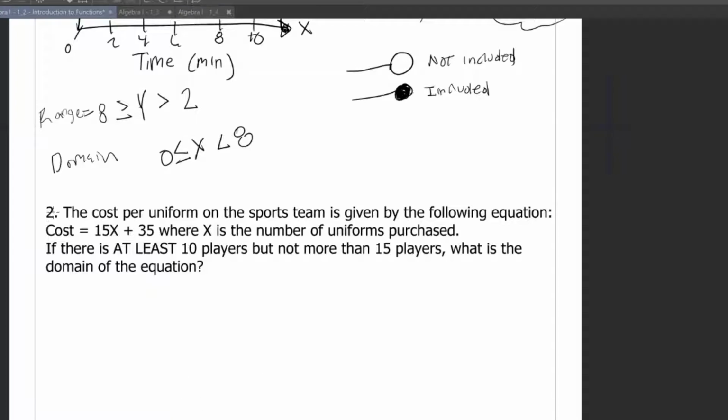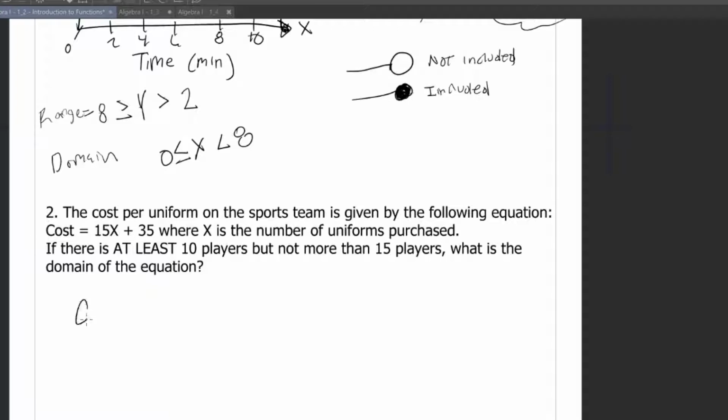Problem 2 states the cost per uniform on the sports team is given by the following equation. Cost equals 15x plus 35, where x, the input, is the number of uniforms purchased. If there are at least 10 players, but not more than 15 players, what is the domain of the equation, right?